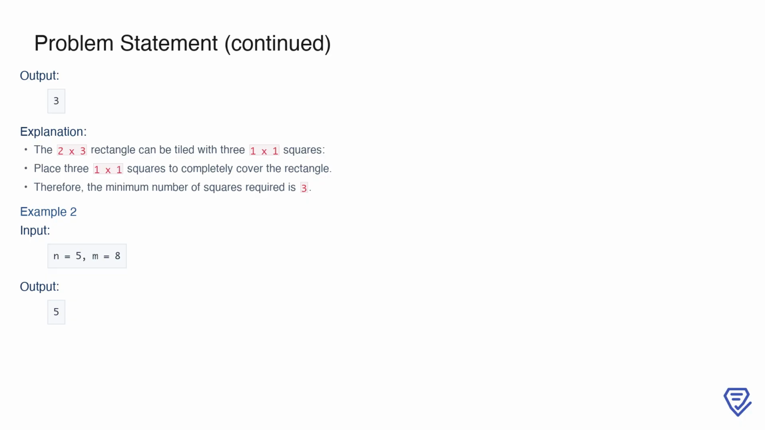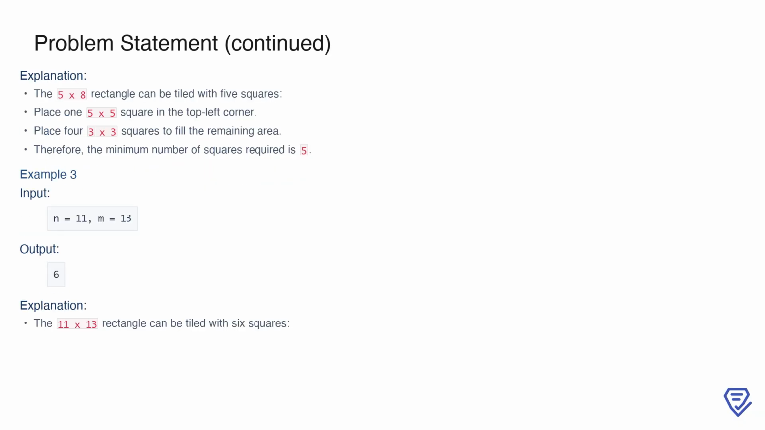Let's look at how this result is achieved. For the rectangle with dimensions n equals 5 and m equals 8, the minimum number of squares required is 5. To achieve this, we can use a combination of larger and smaller squares. First, we place a single 5x5 square in the top left corner of the rectangle. This covers a significant portion of the area. The remaining area, which is a 5x3 rectangle, can then be tiled using 4 smaller squares of size 3x3. This arrangement ensures that the rectangle is fully covered while using only 5 squares in total.